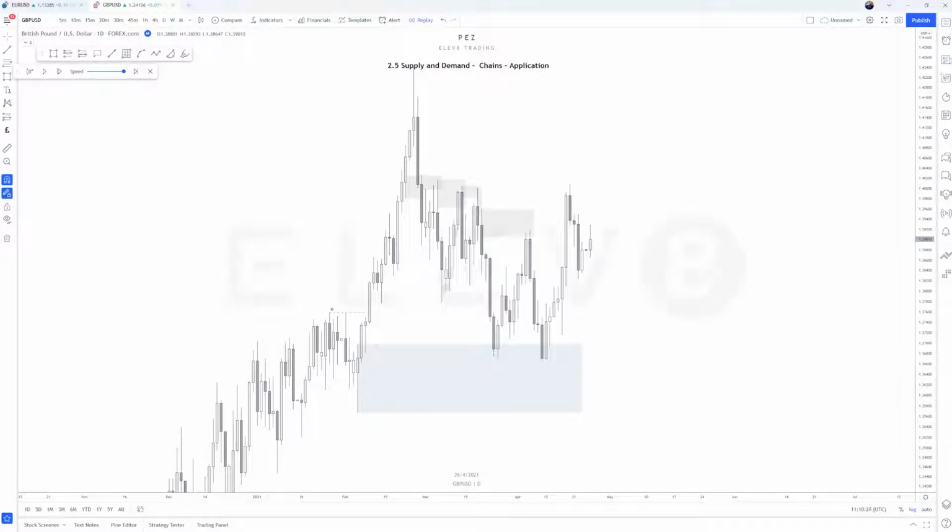Looking at applying supply and demand change to the market, here we can see we are bullish on the daily time frame. We've had a breakout structure here, and we have this extreme demand here, which we could see hold and potentially create a new high.